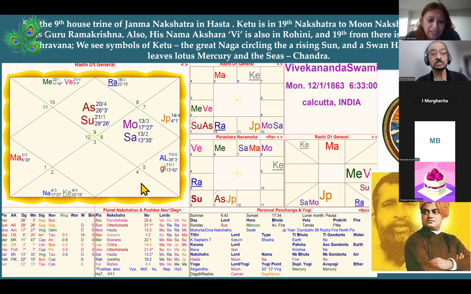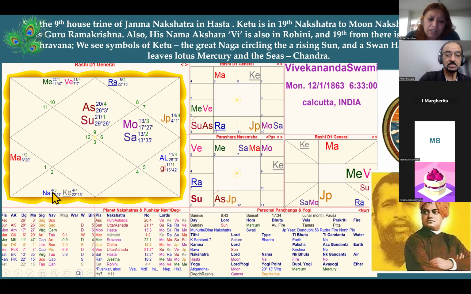If you analyze it here, this is Swami Vivekananda, and his Moon, as you can see, is in Hasta. The 13th nakshatra, and the third pada. I don't know why the degrees are showing; I have to get rid of the degrees. So the ninth from there, it is natural that it is going to be in the sixth house in Taurus.